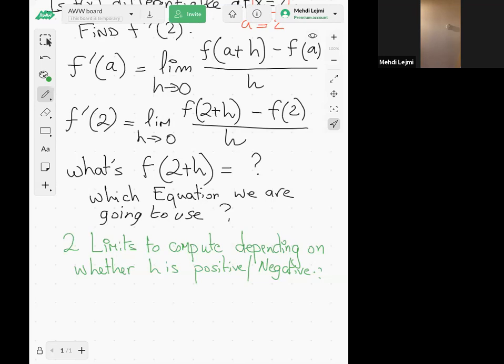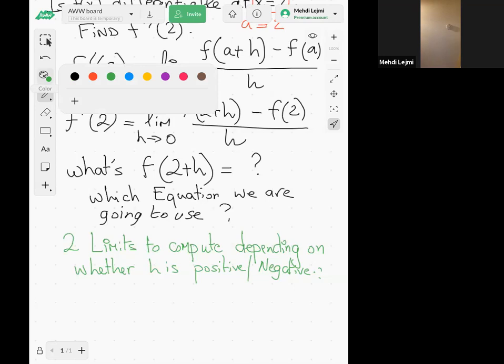But here, the thing is, even if h is very, very close to 0, it could be 0.01 or negative 0.01. If it's positive 0.01, 2 plus 0.01 would be larger than 2. And if h is negative 0.01, 2 plus negative 0.01 would be less than 2. So you see, it's not the same case as when you have x equal to 1, right? But anyway, here we have two limits.